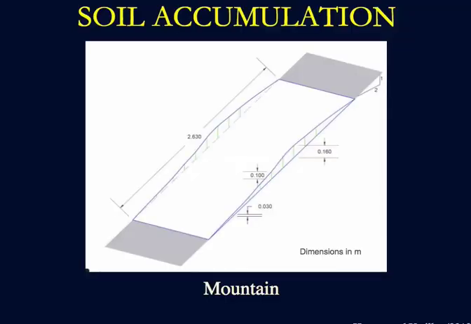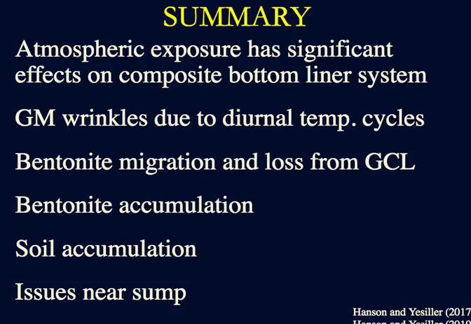In comparison, on the southern slope, we had subgrade soil accumulation, and we term this a mountain, again, due to its characteristic shape. That wedge, by the way, was occurring on the east slope is where we measured that. And this also was a significant amount of material, again, extending nearly 3 meters in length, and the height on this was 160 millimeters.